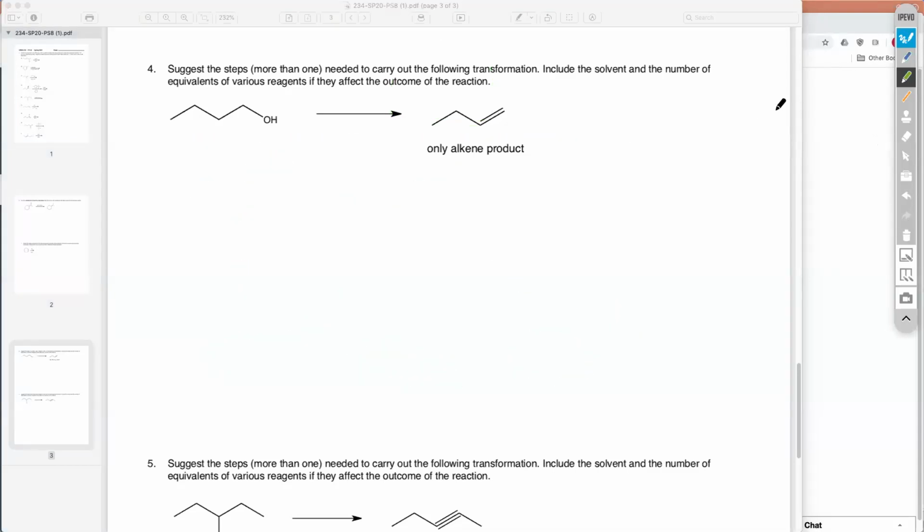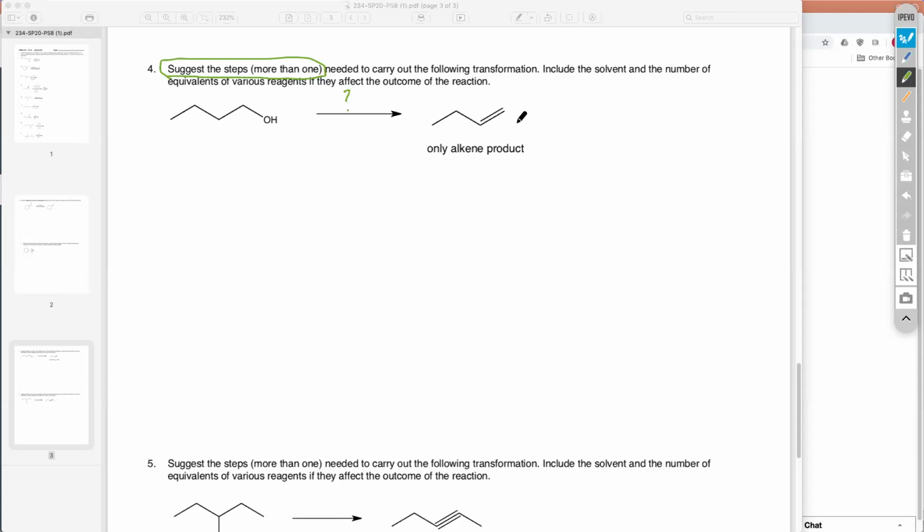It's important when you're doing a retrosynthesis that you pay close attention to the stipulations that I give. And here I say suggest the steps, more than one. So that really is a big hint, meaning that when you think about the steps to get from here to here, there is not just one thing that can allow you to do this reaction, okay? And then I do ask you to include the solvent and the number of equivalents of various reagents if they affect the outcome of the reaction. And notice that I've said that in both of these. It's not always critical, but often it is.